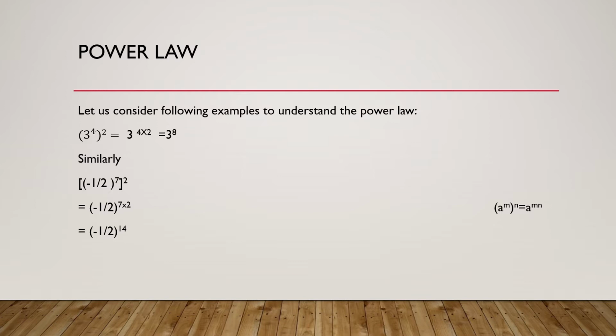According to power law, if we have double powers, then these powers will be multiplied with each other. 4 will multiply with 2 and we get 8 over here. Similarly, consider the next example, minus 1 by 2 and again double powers are given to us, 7 and 2. So according to power law, 7 will multiply with 2, 7 2s are 14 and this is our answer.